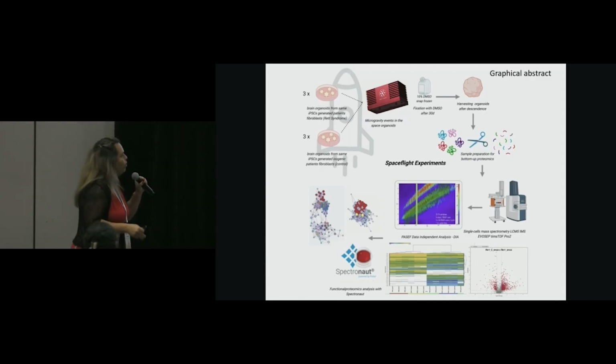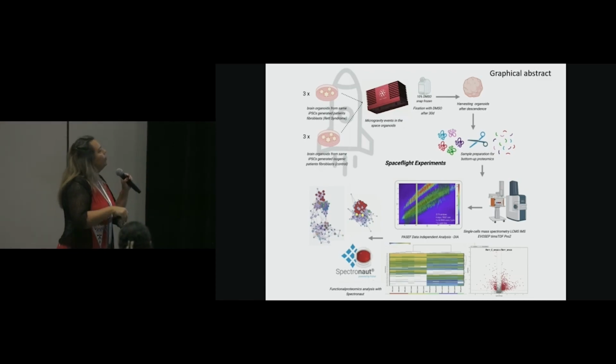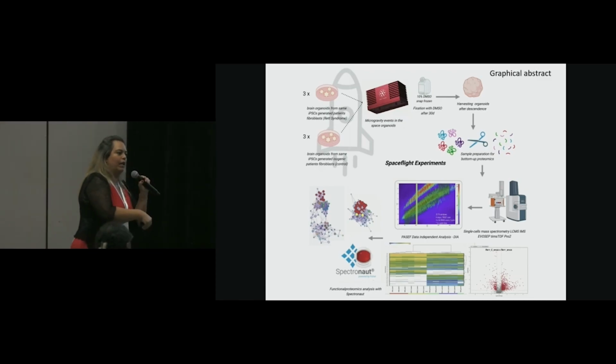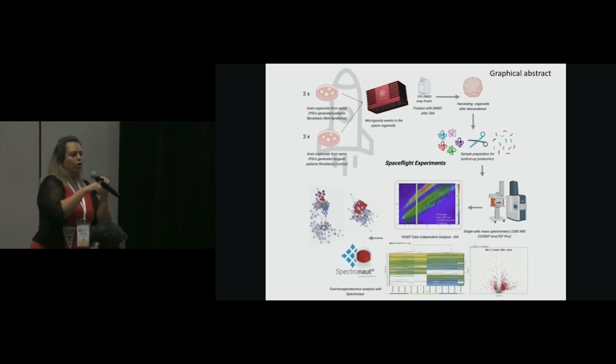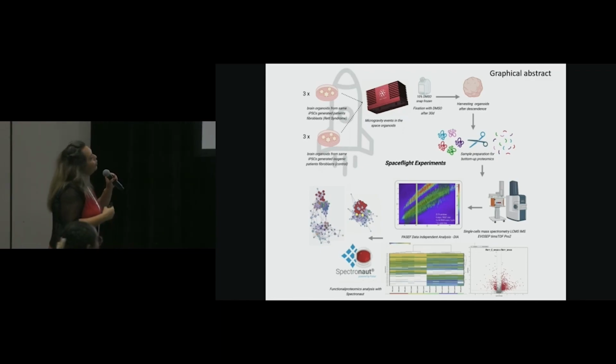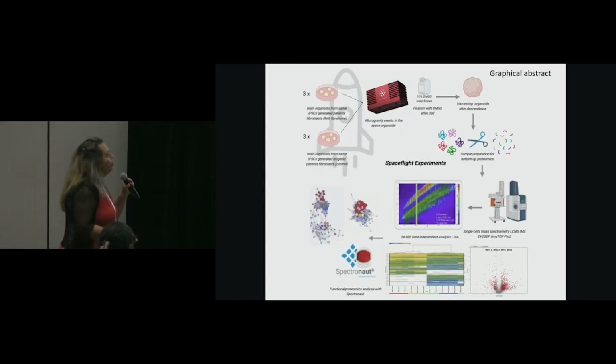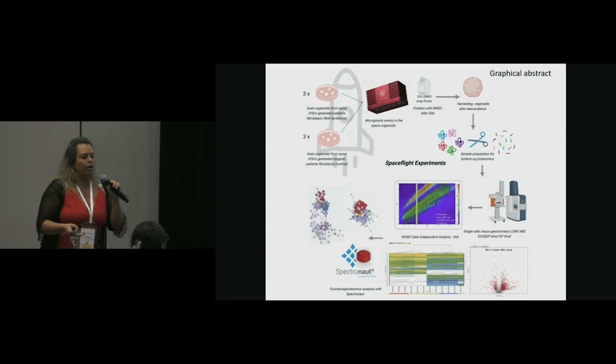These brain organoids were harvested from the Cube Lab, right on Earth, and we were running the same experiment on the ground. Then we applied the sample preparation for proteomics. We used EvoSep as a chromatographic method.